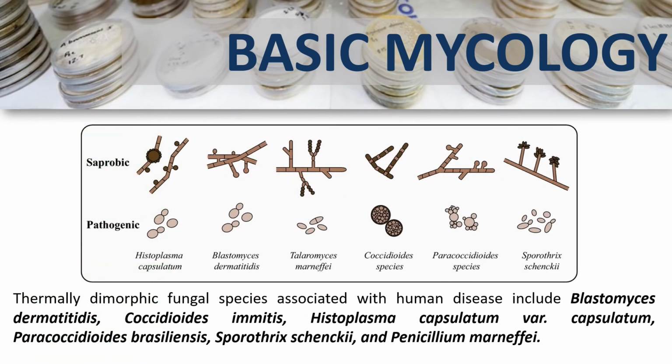Okay, so thermally dimorphic fungal species associated with human disease include Blastomyces dermatitidis, Coccidioides immitis, Histoplasma capsulatum var. capsulatum, Paracoccidioides brasiliensis, and then you have Sporothrix and Penicillium marneffei. Sorry, class, marneffei. Yan. So these are very common thermally dimorphic fungi, class, that can actually cause infection to humans.